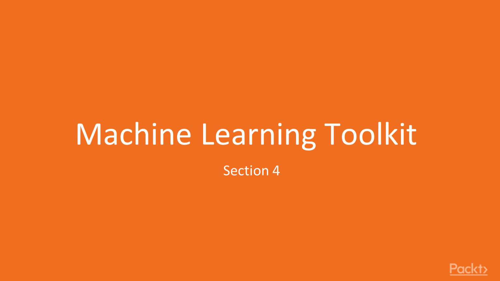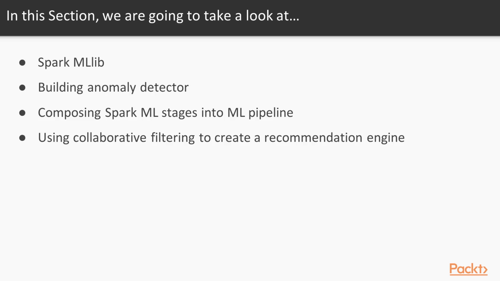Welcome to the fourth section of the Building Big Data Stack course, and in this section we'll be learning about the machine learning toolkit that is available in Apache Spark. We'll be using Spark MLlib, we will build an anomaly detector, we'll be composing Spark ML stages into multiple machine learning pipelines, and at the end we'll be using collaborative filtering to create a recommendation engine.